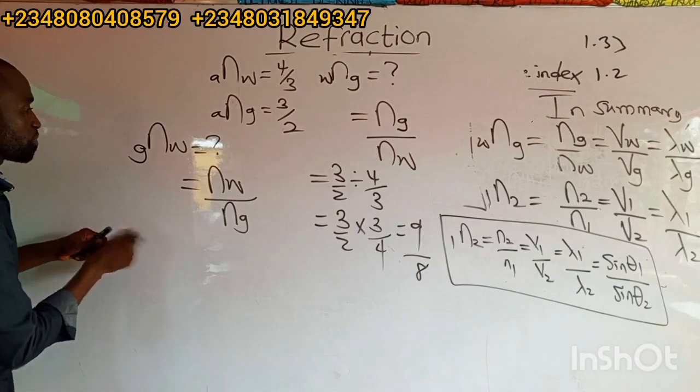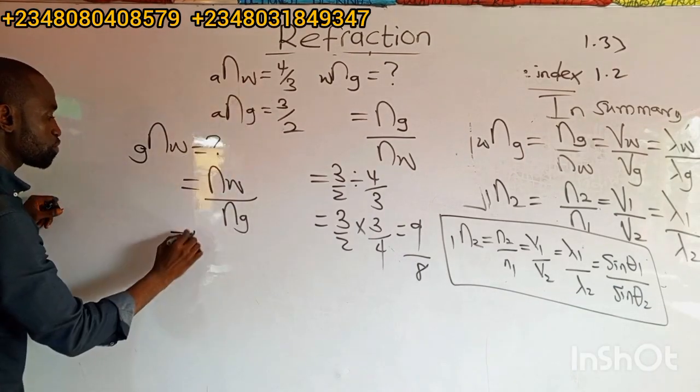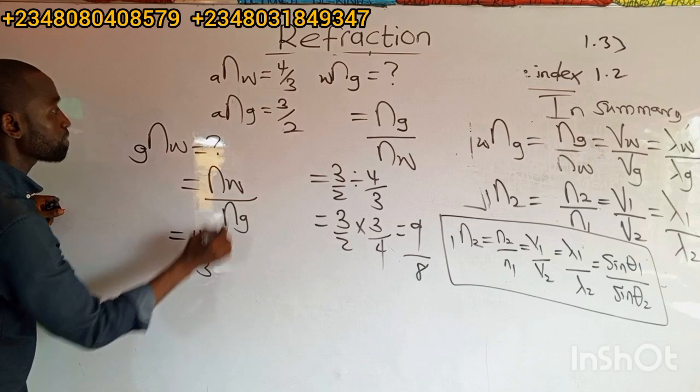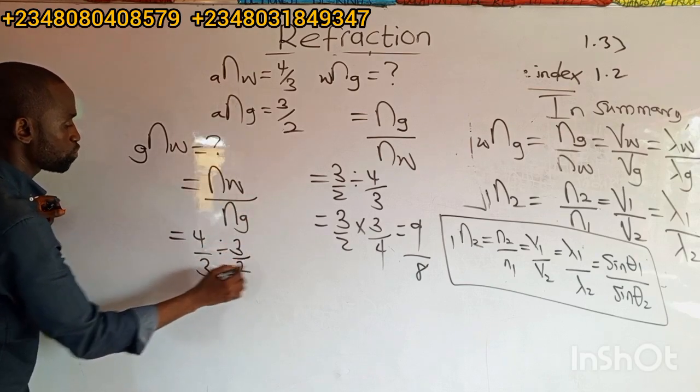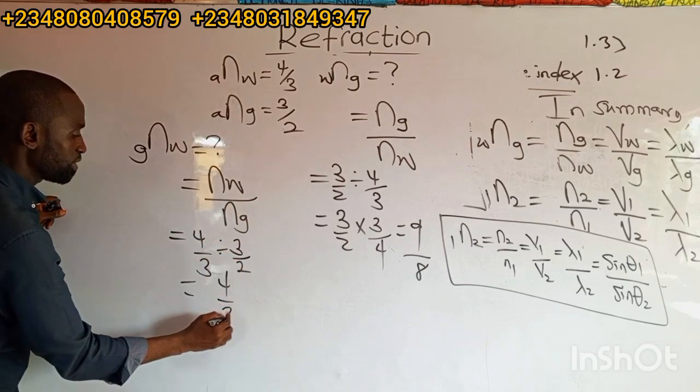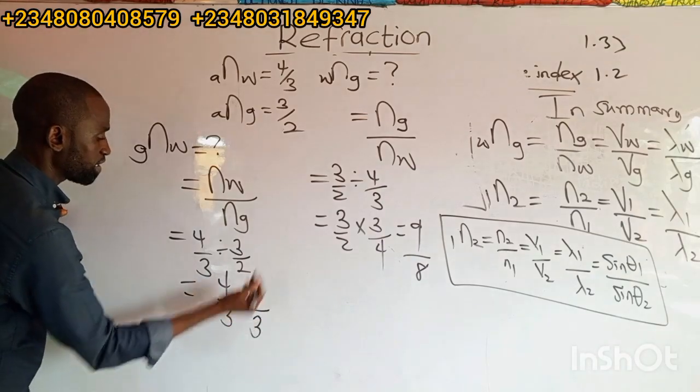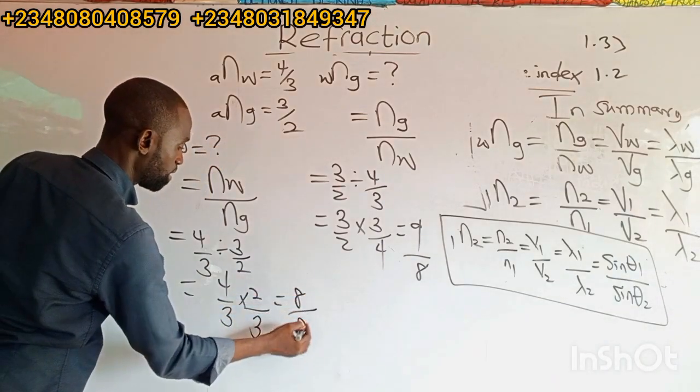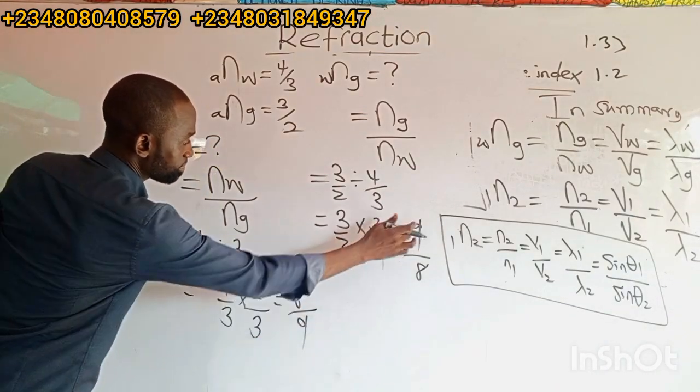So what we shall get: for water it is 4 over 3. So we have 4 over 3 divided by 3 all over 2. So now it's 4 over 3 times 2 all over 3, which gives us 8 over 9. They are not the same thing. You see that?